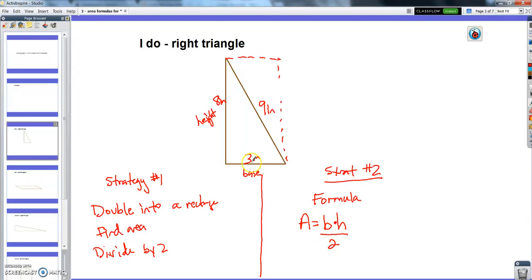Base times the height, 8 times 3. So this whole thing has 24 square inches. So then to find just my triangle, I just divide 24 by 2. And that's the area.